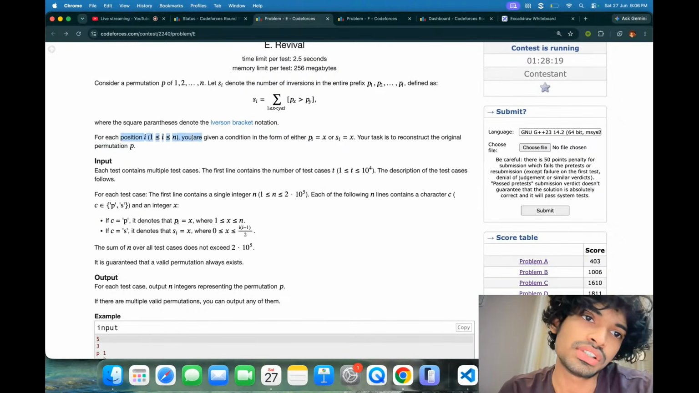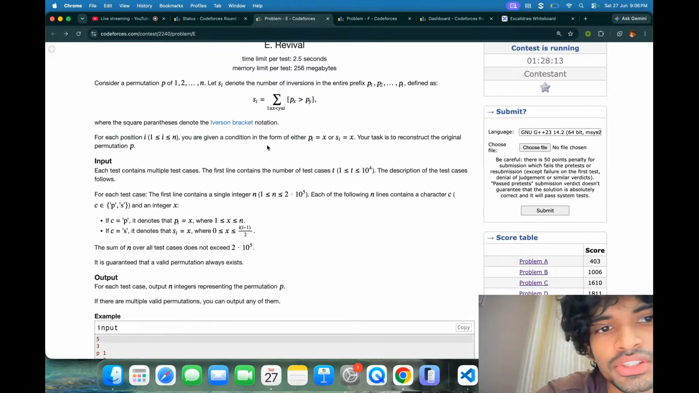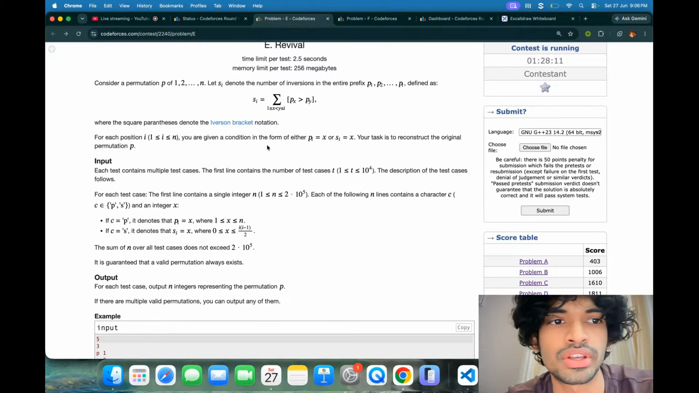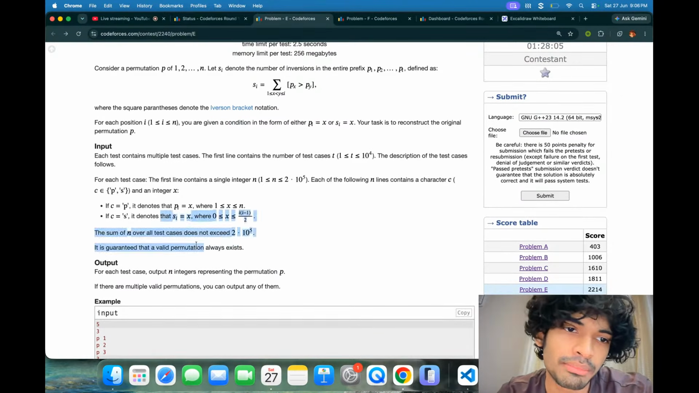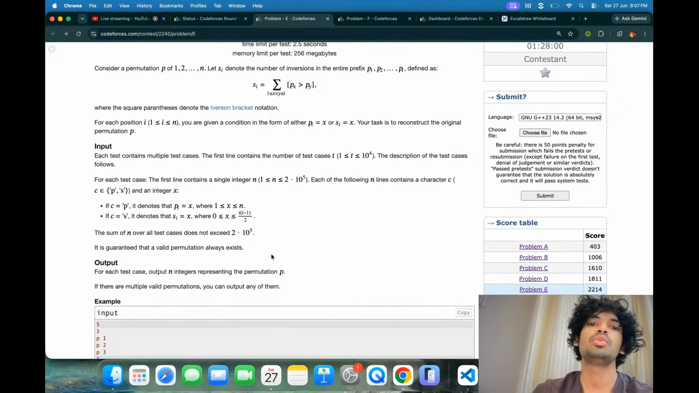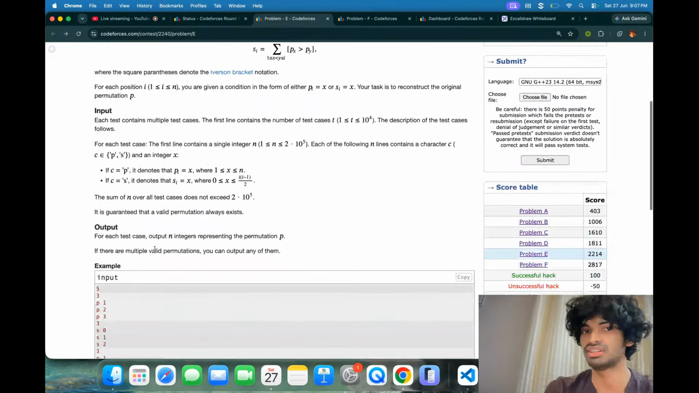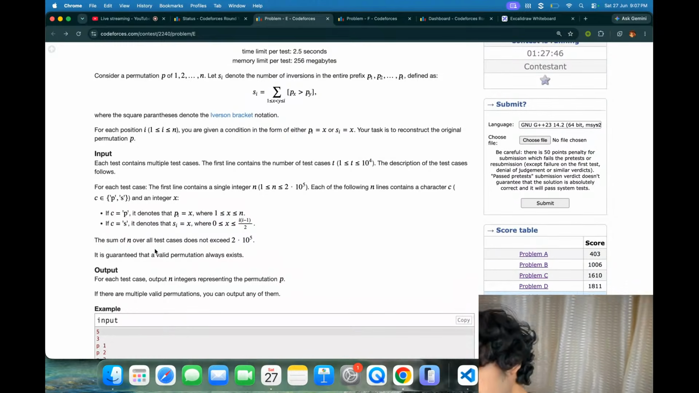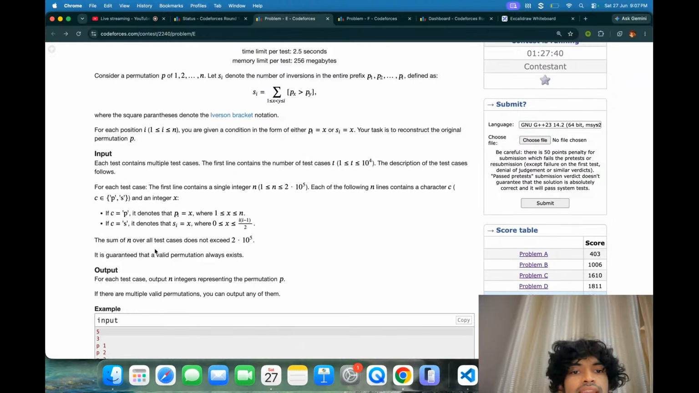For each position i you are given a condition in the form of either p_i equals x or s_i equals x. Your task is to reconstruct the original permutation p. It's guaranteed that a valid permutation always exists. If there are multiple valid permutations, you can output any of them. So you were given either the value of p_i or the value of s_i, and it is guaranteed that a valid permutation always exists. So it's a nice problem, not too difficult, I guess. It can be difficult too, but yeah, it's likely a nice problem.